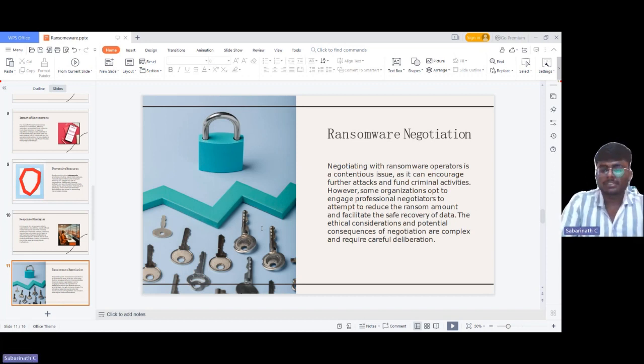Ransomware negotiation. Negotiation with ransomware operators is a contentious issue, as it can encourage future attacks and fund criminal activities. However, some organizations opt to engage professional negotiators to attempt to reduce the ransom amount and facilitate the safe recovery of data. The ethical considerations and the potential consequences of negotiation are complex and require careful deliberation.